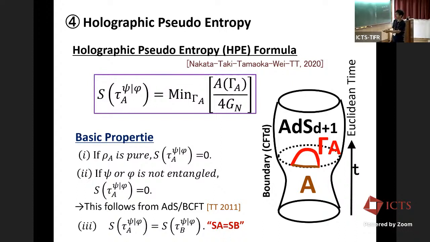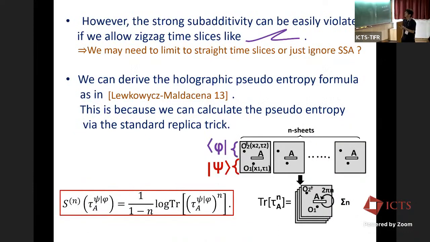And also, S_A equals S_B is obvious from this picture. B is just the other side, and always this is the surface. One might ask about strong subadditivity, but that is actually not a good question. These are Euclidean times, not Lorentzian times, so there are no causal or Cauchy slices and so on. And you can easily violate something like naive strong subadditivity by choosing this kind of wavy surface. So I'm not going to talk about it.